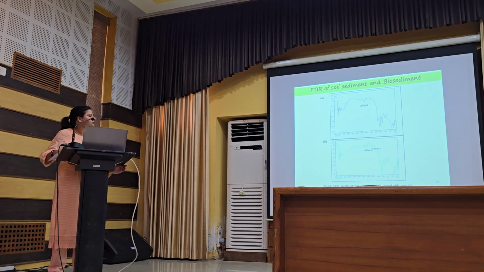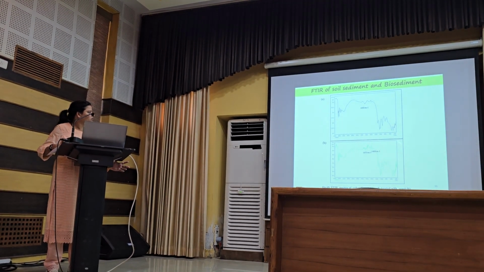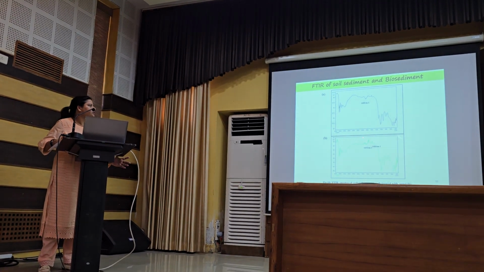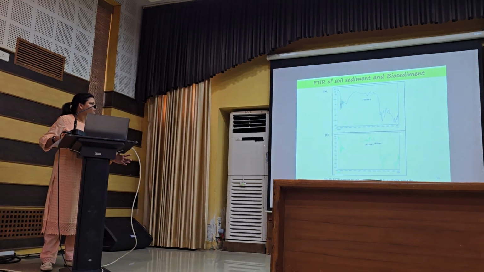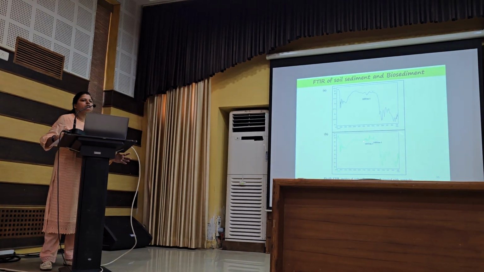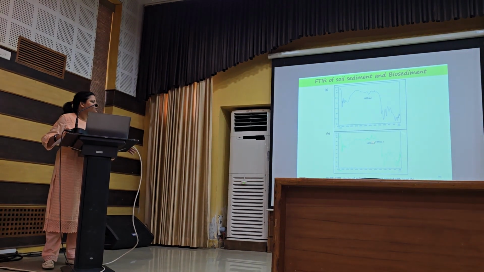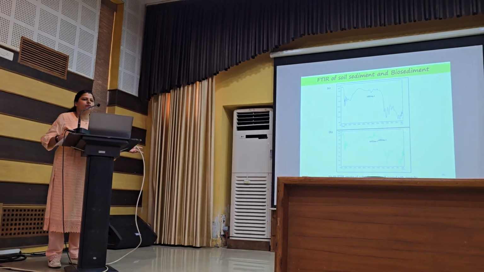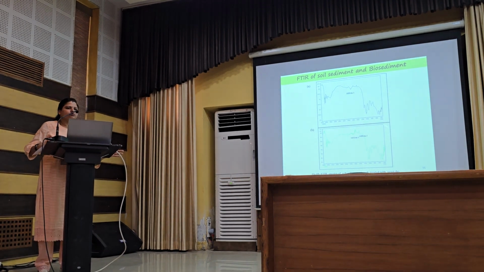Again, here we have the FTIR analysis of soil sediment A, and this is the biosediment, or soil which was treated with yeast. Here we can see stretching at 1675 wave number. From the FTIR reference, it can be concluded that it is the stretching of OH. So we can predict that because of the presence of yeast, the OH function is showing here.